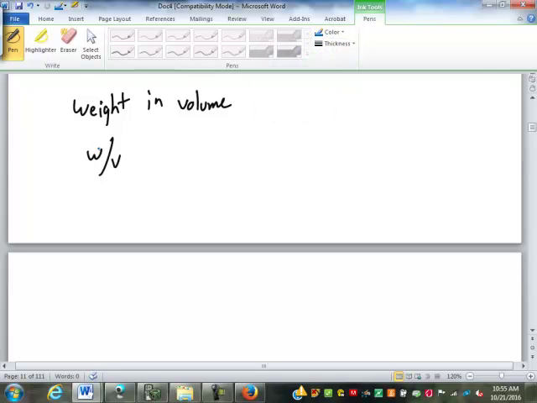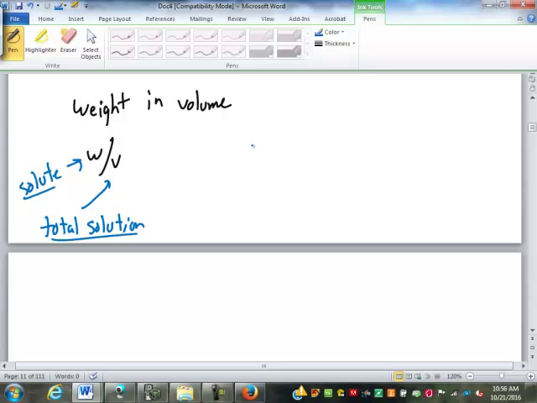So if we're going to have a weight in volume solution, again, the weight is the weight of the serum or the medication. I'm going to call it the solute. And the volume is still the total solution. To make this work, we need to know the relationship between weight and volume. Now again, we're talking about mass when we're dealing with metric units.